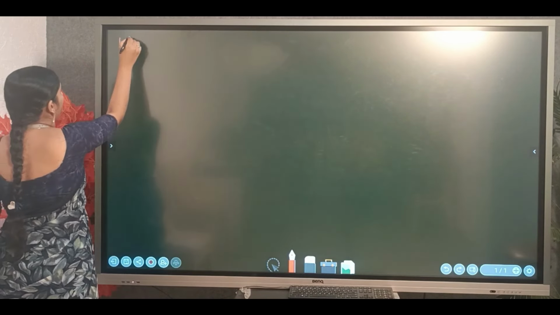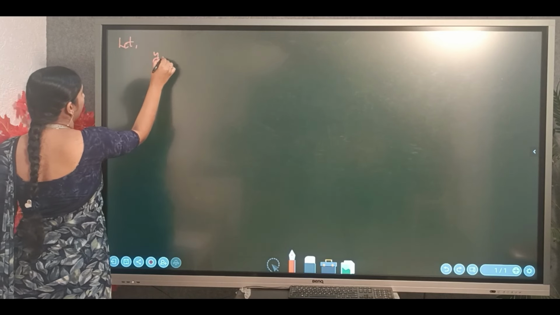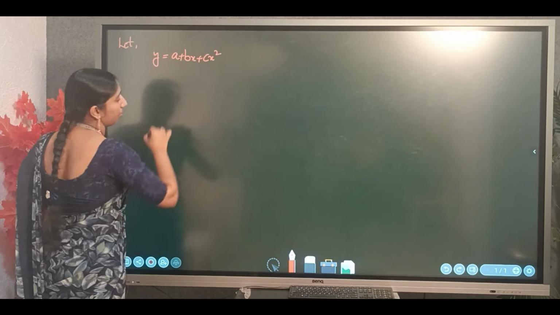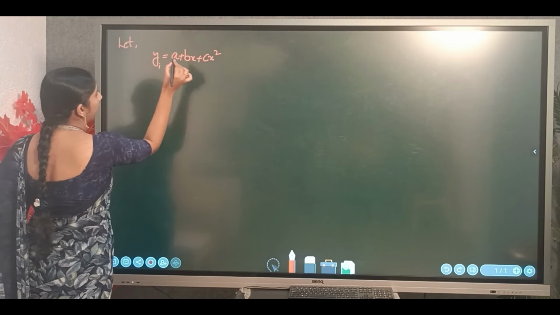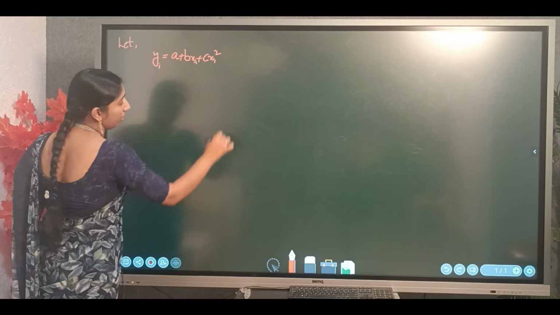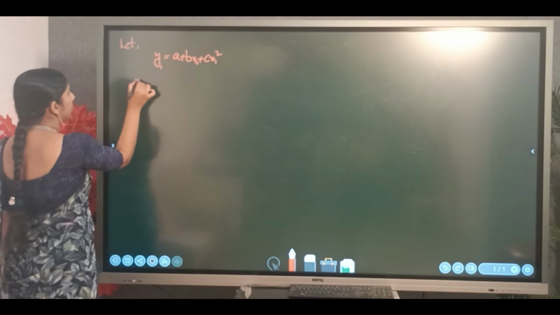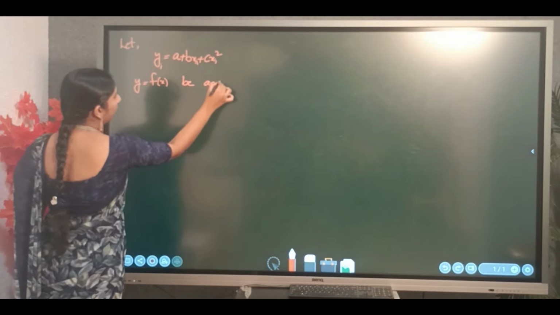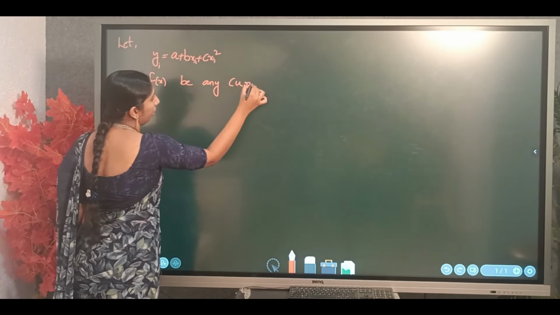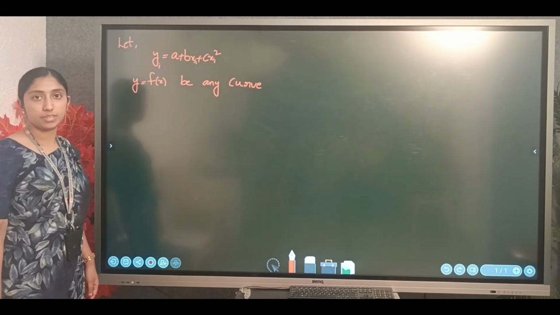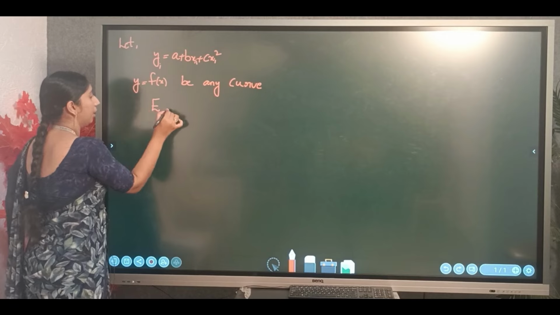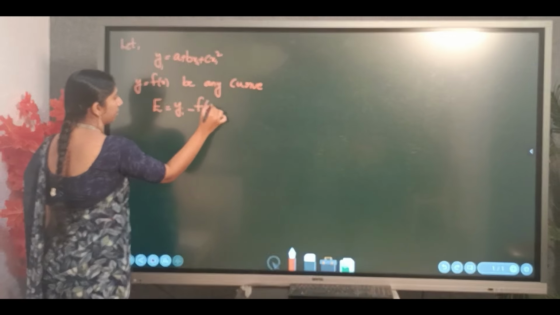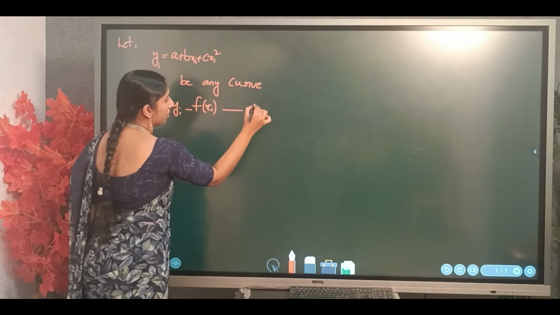For this, let us consider a parabola y is equal to a plus bx plus cx square. That means yi is equal to a plus bxi plus cxi square. And next you have to consider y is equal to f of x be any curve. I have already said that e is the error of approximation, that is equal to yi minus f of xi. Let it be equation 1.